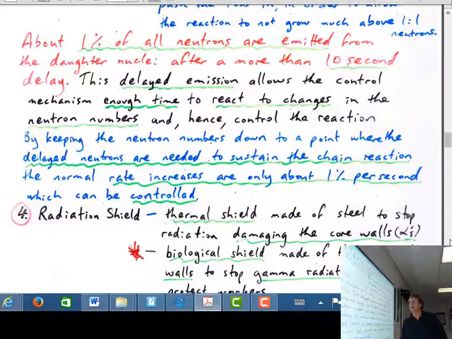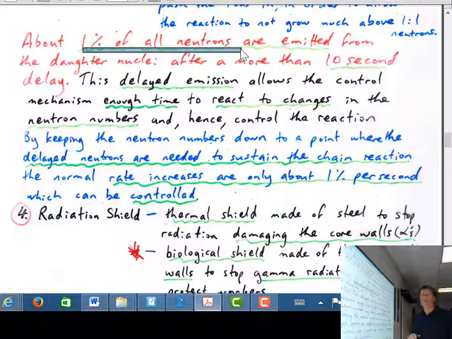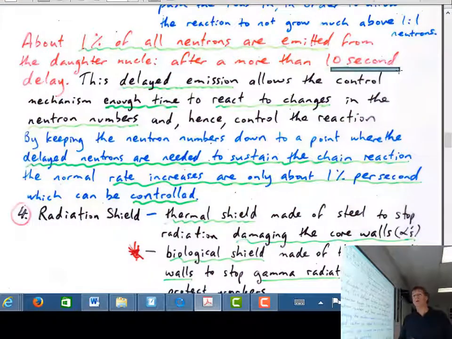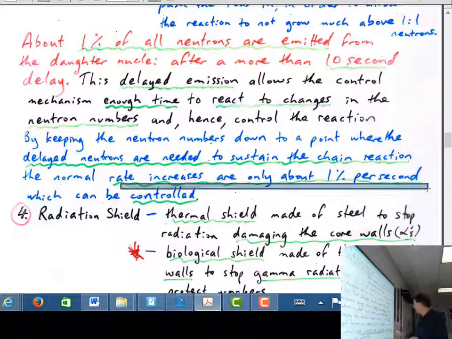Now, what we haven't talked about here is that about 1% of all neutrons are emitted from the daughter nuclei after a delay of more than 10 seconds. Now, that's really important because if it was instant, we wouldn't have time to actually control that rate of reaction and change the level of the control rods. We want to have time to have the control rods go in and slow down the rate of reaction, keeping it just above 1 to 1. Any rate increases are only about 1% per second, and that's got enough delay to actually control it.